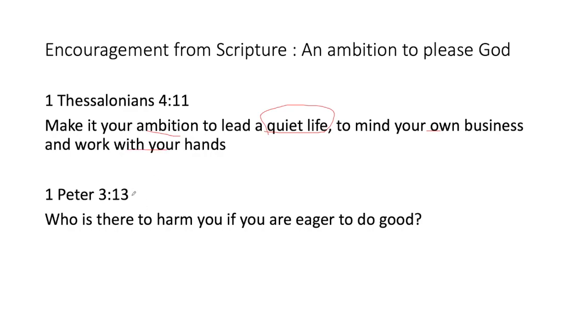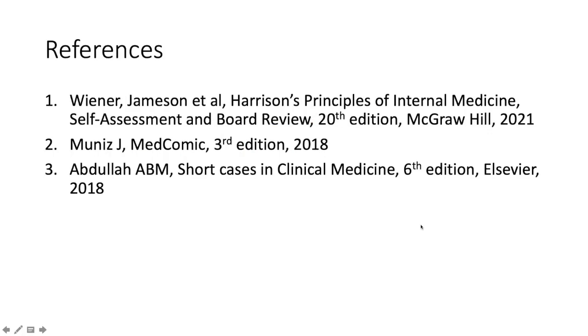The book of 1 Peter 3:13 says, who is there to harm you if you are indeed eager to do good? These are my references, everybody.